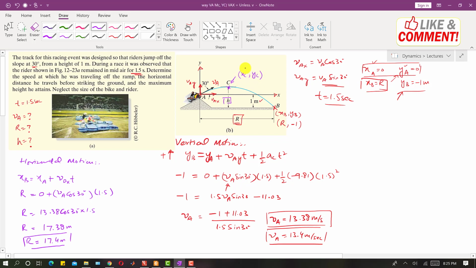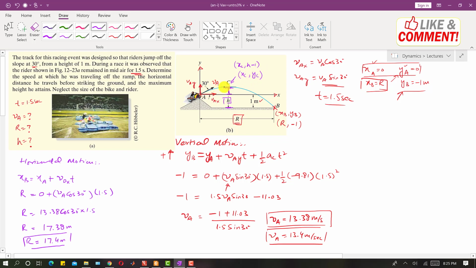The XC coordinate is not known, but the YC coordinate is known. From the ground, the distance is h, but from this origin, we need to find the distance. The total distance from this point to this point is height h, so this distance will be h minus 1. So I can write that the coordinates of this point are XC, h minus 1, and XC is not known. So we only know the final position in the vertical direction.